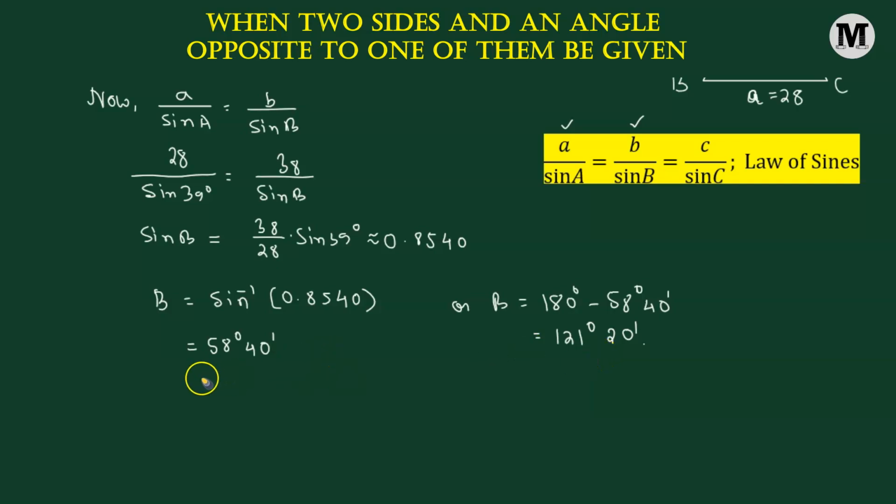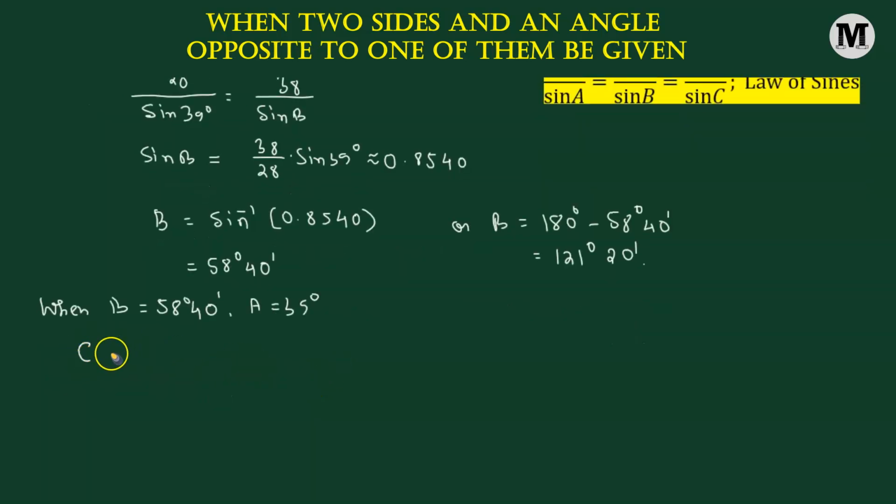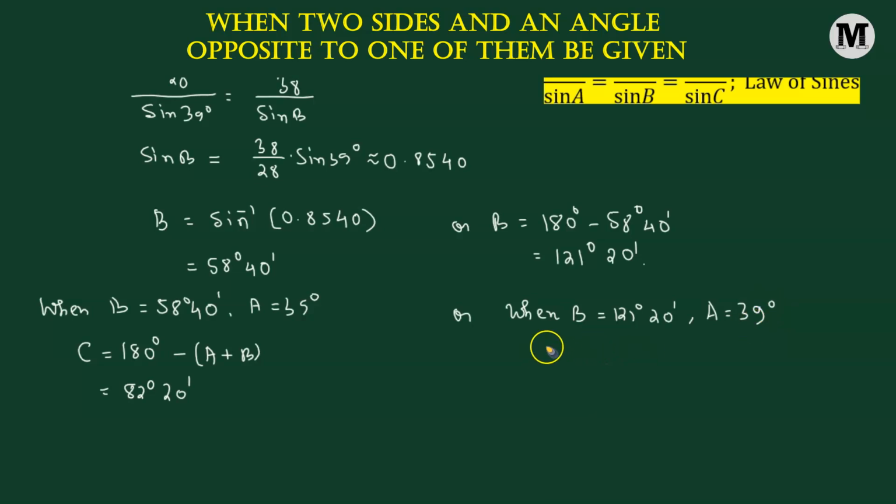So now that we have the angle B, we're going to find out the measure of angle C. When we have B equals 58 degrees and 40 minutes, A is given as 39 degrees, that's going to stay fixed. So the measure of angle C can be obtained by taking the sum of A and B and subtracting it from 180 degrees. That means 180 degrees minus (A plus B). That is going to give us the value 82 degrees and 20 minutes. Or we could have the other possibility when angle B measures 121 degrees and 20 minutes, and angle A is still fixed at 39 degrees. In that case the measure of angle C is going to be 19 degrees and 40 minutes.